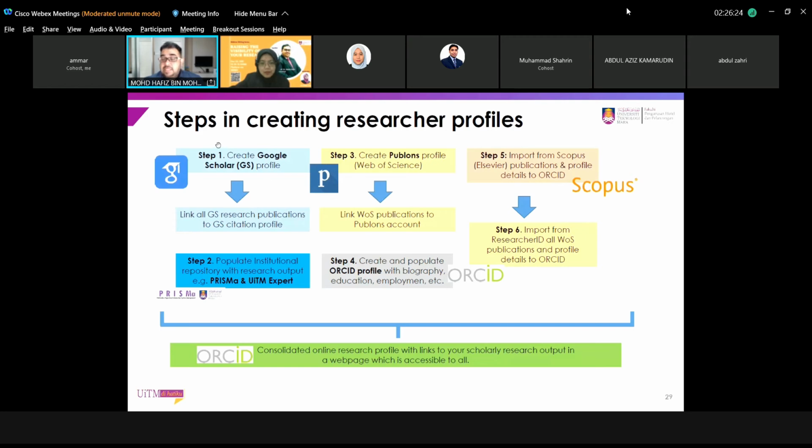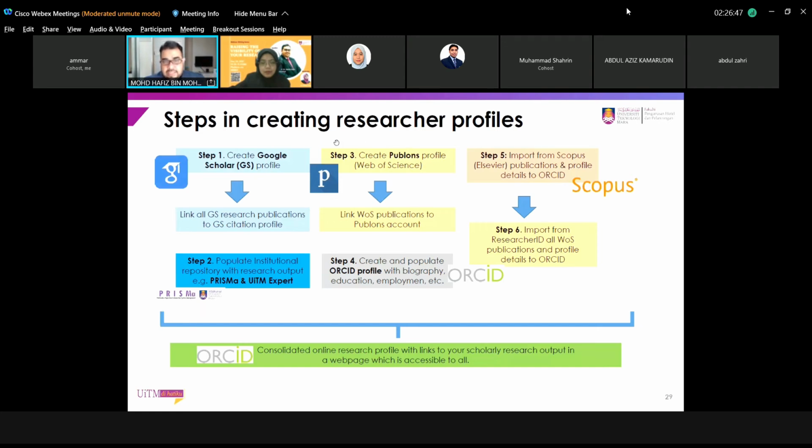Google Scholar profile ni pakai Gmail je lah. Pakai Gmail saja dan dia akan automatic create, dan you can search your paper ke any artikel. Kadang-kadang dia automatically dah jumpa dah nama you. The next is to populate your Prisma dengan UiTM Expert. Because bila you upload dalam Prisma dengan UiTM Expert ni, it will also be crawled by Google Scholar.